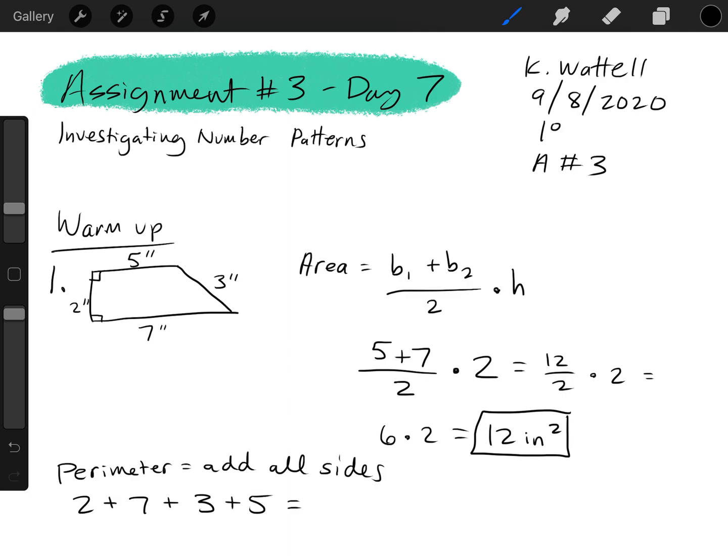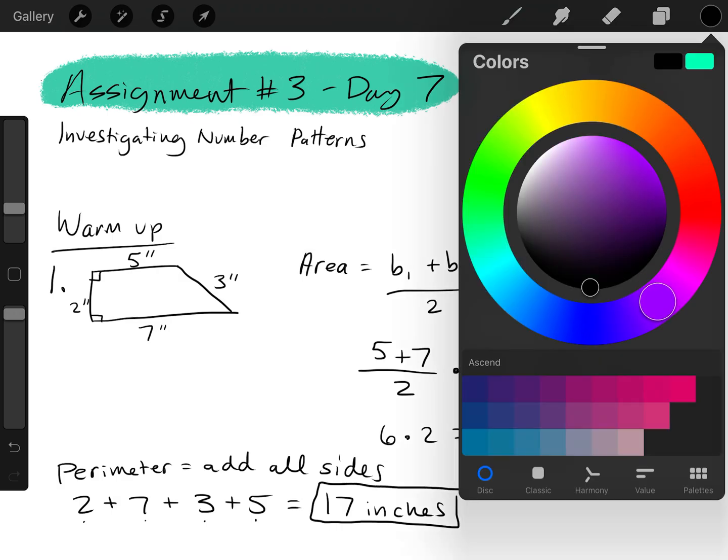When I'm adding numbers together, I tend to look for 2 numbers that will get me to a 10. So 3 and 7, that's 10. Then I look at the next number that's the largest, which would be 5. So 10 plus 5 is 15, plus 2 more. So 17 inches is the perimeter. Notice that we're just talking about the distance all the way around the shape.